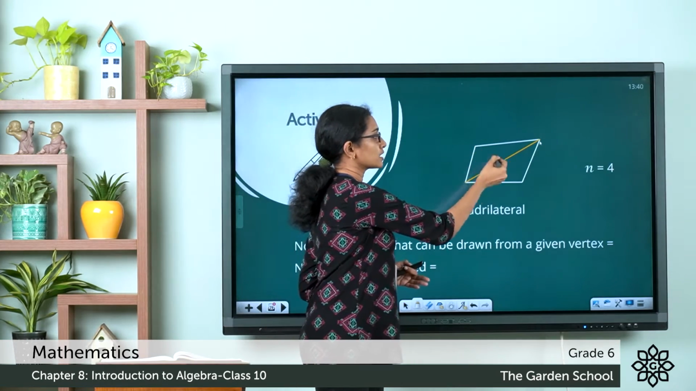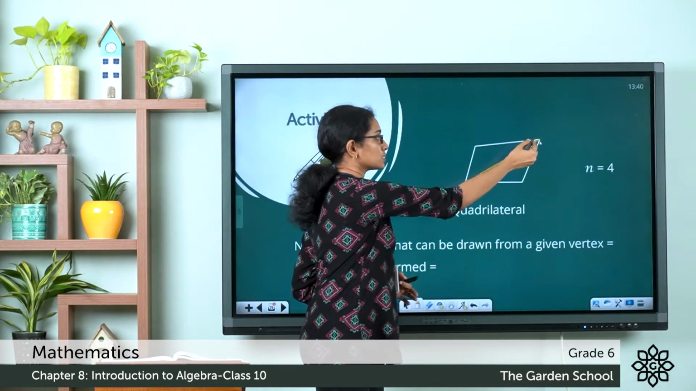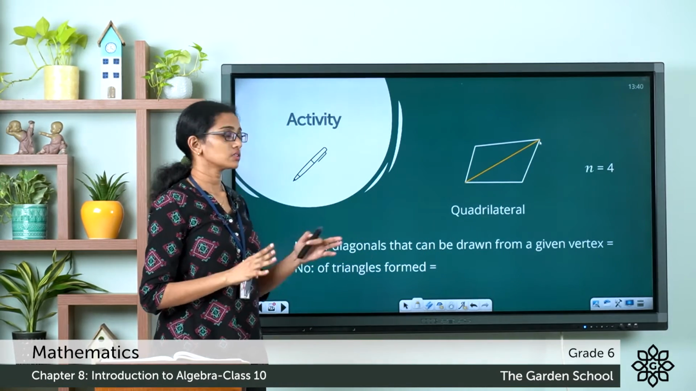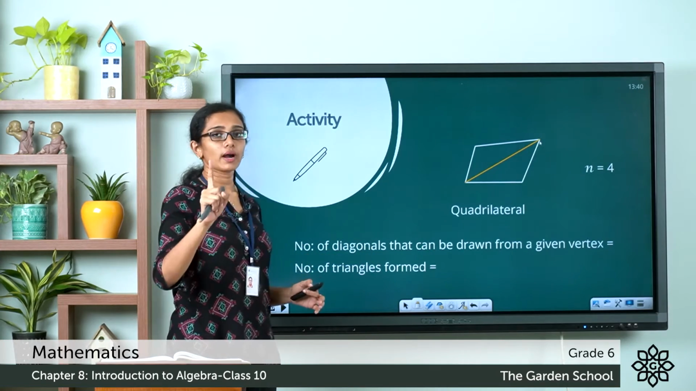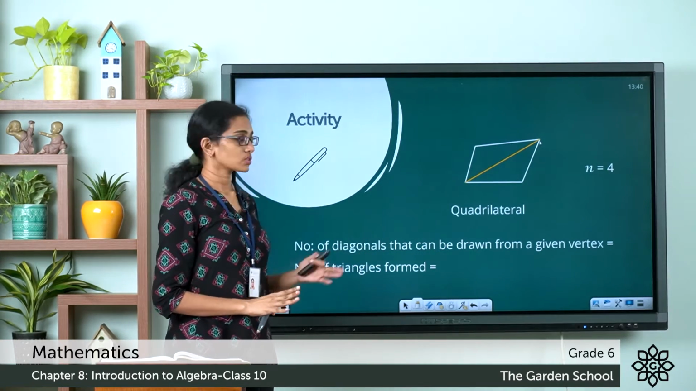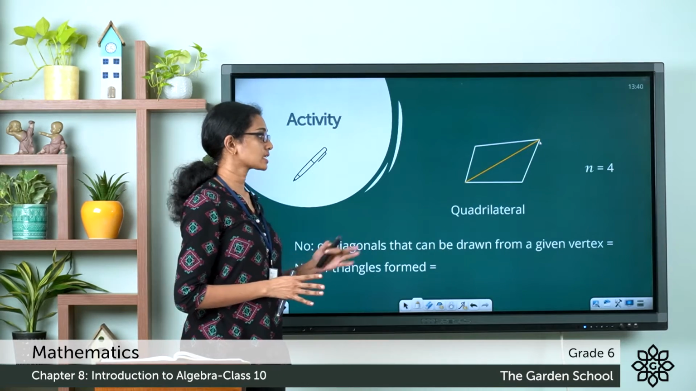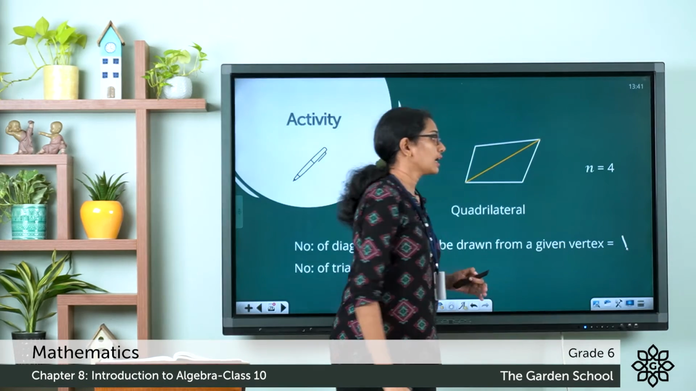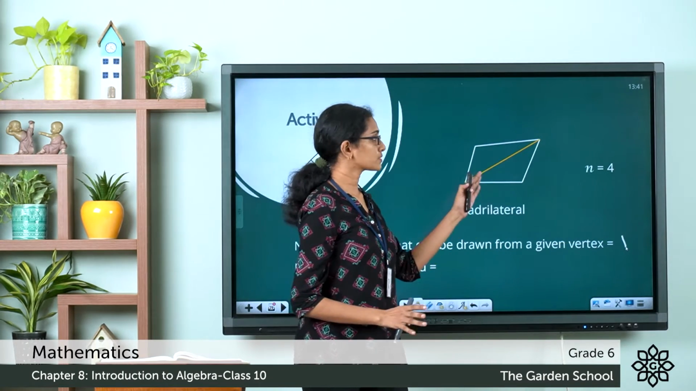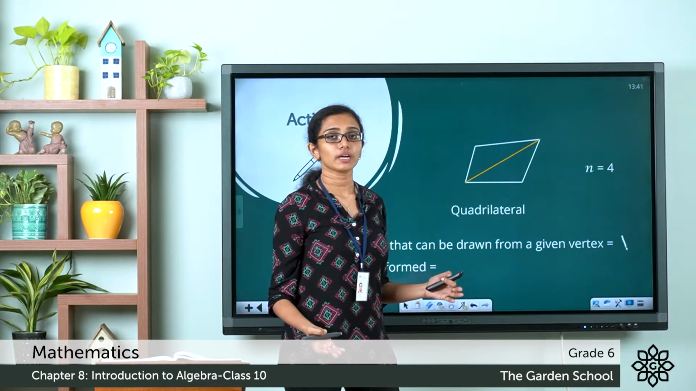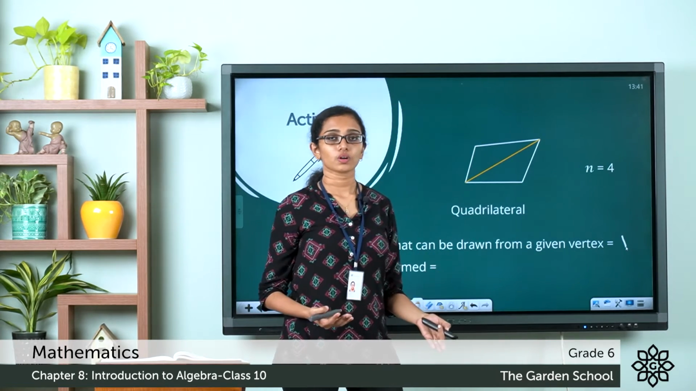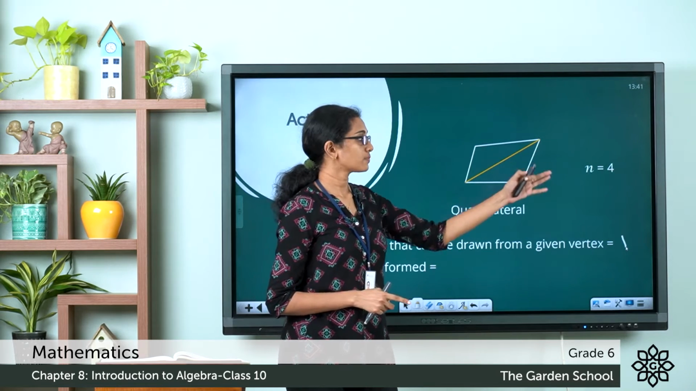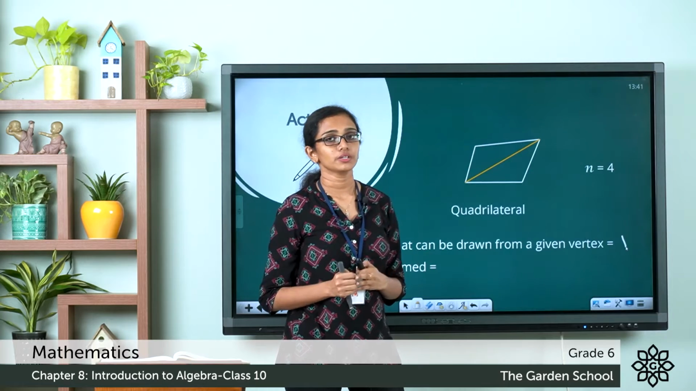Let it be this vertex, then also you can draw only one. If it is this vertex, then also you can draw only one diagonal. So in the case of a quadrilateral, you can draw only one diagonal from any given vertex. What can we write here? The number of diagonals that can be drawn from a given vertex is equal to 1. Can you try to relate it to the number of sides? The number of sides of this quadrilateral is 4, and only 1 diagonal could be drawn. How can you relate 4 and 1? 4 minus 3 is equal to 1.